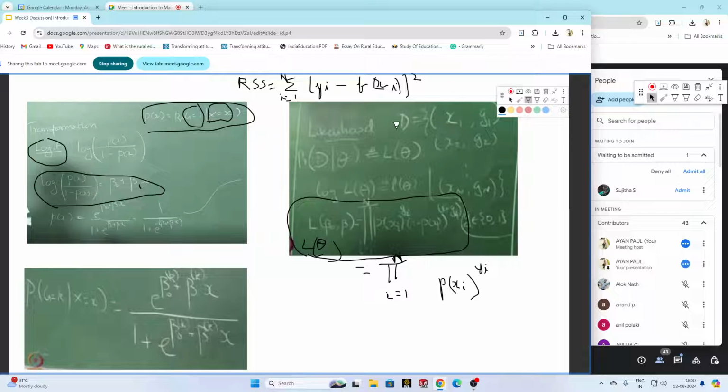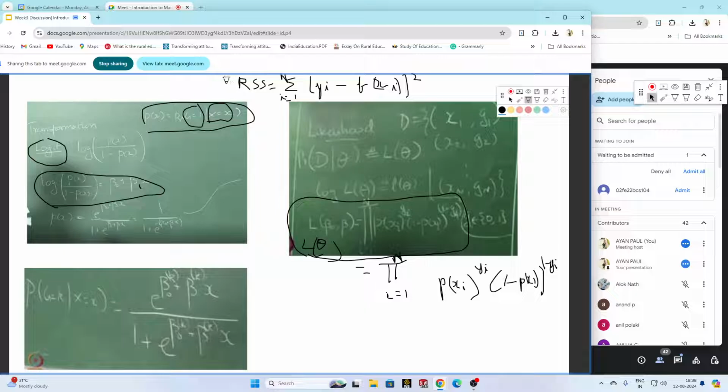Here the training points are given by x1, g1. If I tell the training points are given by x1, y1, we can write this as pxi to the power yi, and then 1 minus pxi to the power 1 minus yi. Okay, this is your likelihood function, and you have to do it for all your data points.